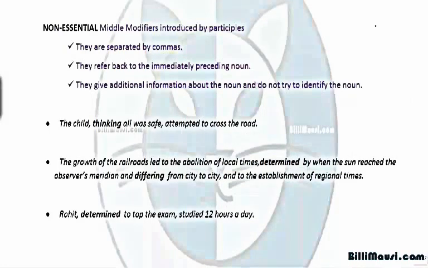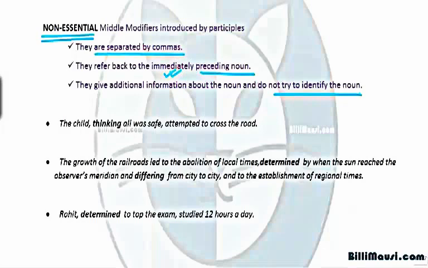We have the next one. Non-essential middle modifiers introduced by participles. As the name itself states, non-essential, that means they just give us additional information about the noun, and if we remove this entire modifier, that will not make a difference in the statement. Other characteristics, they are separated by commas, important. They refer back to the immediately preceding noun. They give additional information about the noun and do not try to identify the noun.